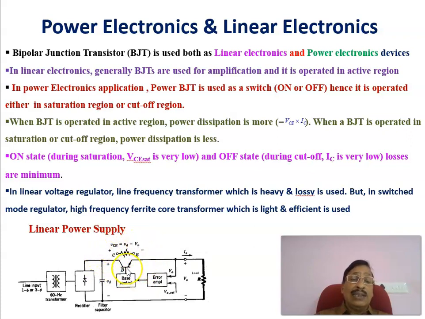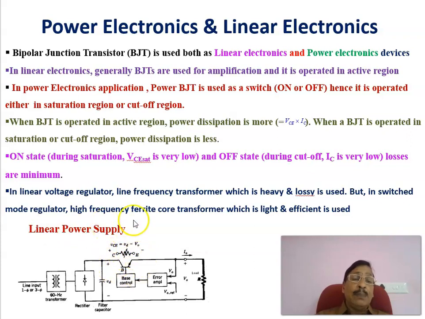When it is working in an active region, it is working as a variable resistor, because whatever voltage you want here is given as a reference voltage, and the actual voltage is measured, and the error is given to the base drive circuit. To reduce the error, you are driving the base in such a way that the actual voltage is brought to the reference voltage. Therefore, the difference between the input voltage and the output voltage will be dropped across the collector to emitter of this transistor, and there will be a power loss. Therefore, it is working as a variable resistor.